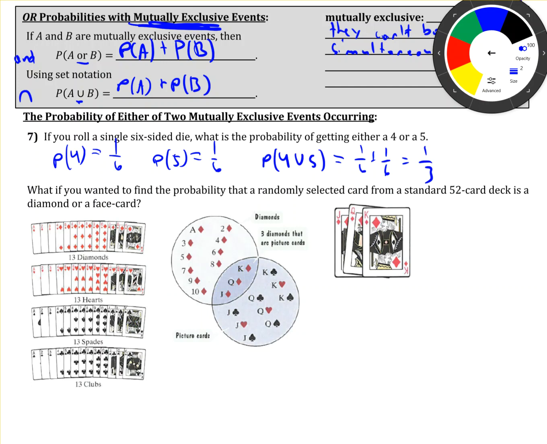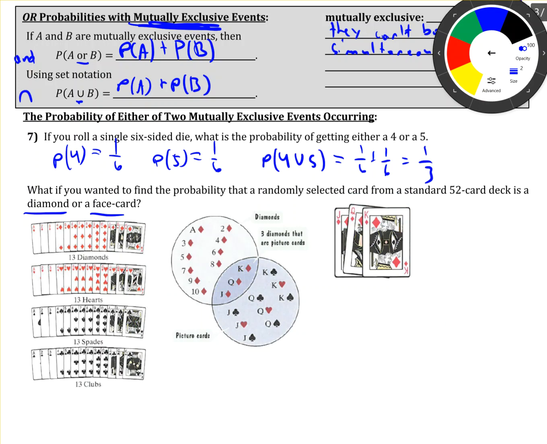What if you wanted to find the probability that a randomly selected card from a standard 52-card deck is a diamond or a face card? So these are not mutually exclusive, right? Because you can be a diamond and a face card if you're one of these guys over here. Just for those not familiar with cards, there are 13 cards in each suit, the suits being diamonds, hearts, spades, or clubs, and the face cards are the jack, queen, and king. So there are 3 face cards in each suit.